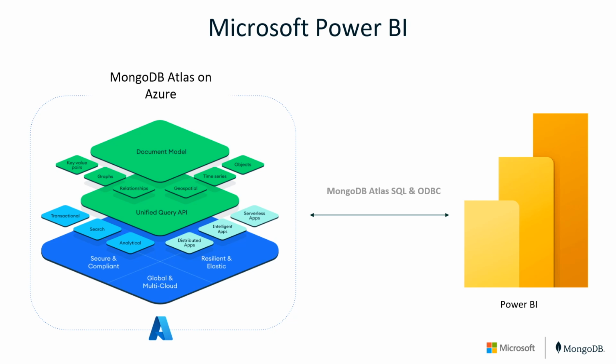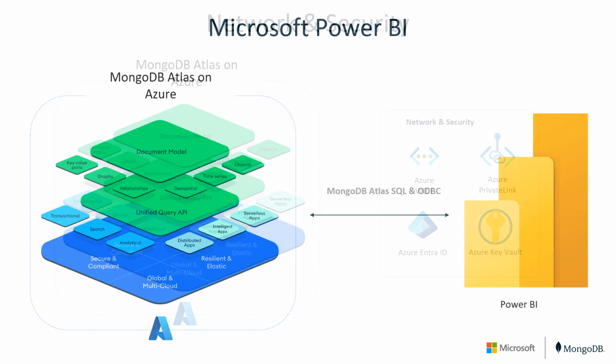Atlas SQL interface with the ODBC driver is the preferred way of connecting to MongoDB Atlas from Power BI. But depending on your scenarios, there are a few other options available, such as the legacy BI connector. Also, with Power BI now being part of the Microsoft Fabric experiences, you have the option of bringing MongoDB Atlas data to Fabric OneLake and use Direct Lake reporting mode in Power BI.